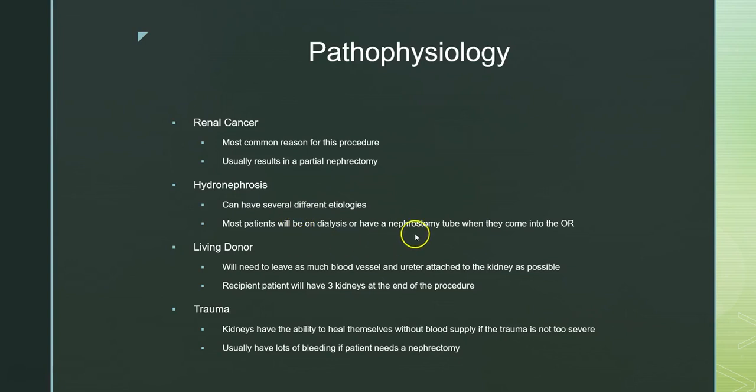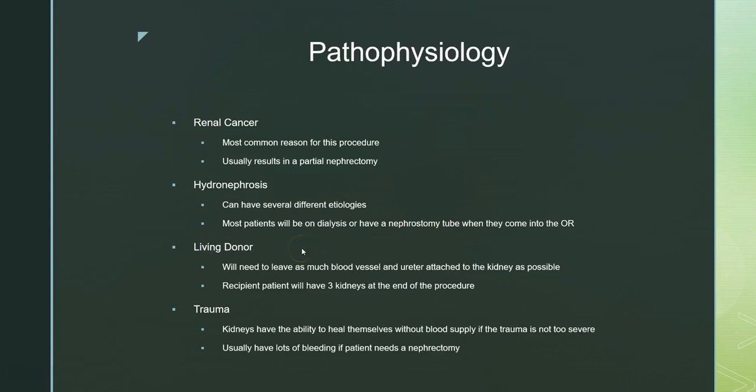Sometimes when these patients have hydronephrosis to the point that they need a nephrectomy, then we are going to make sure that they come to the OR with their nephrostomy tube already in place. And we will remove the nephrostomy tube when we do the nephrectomy.